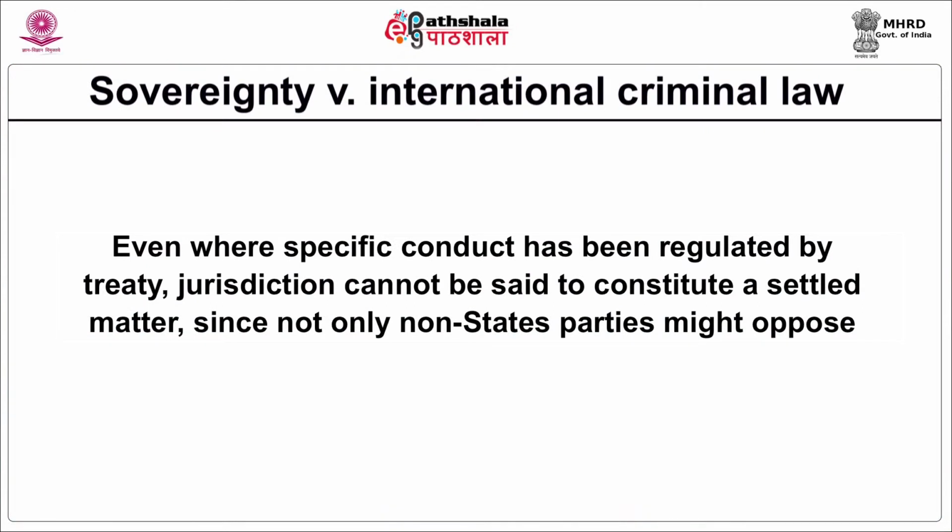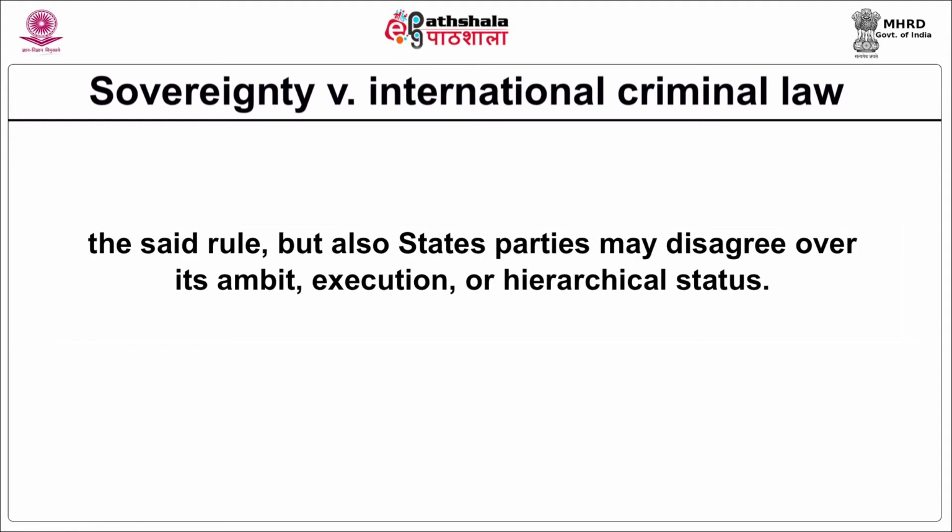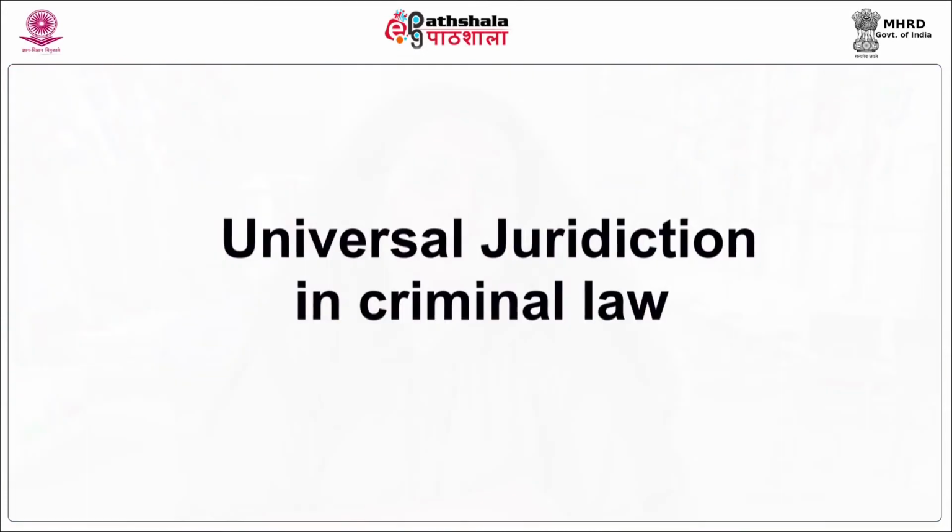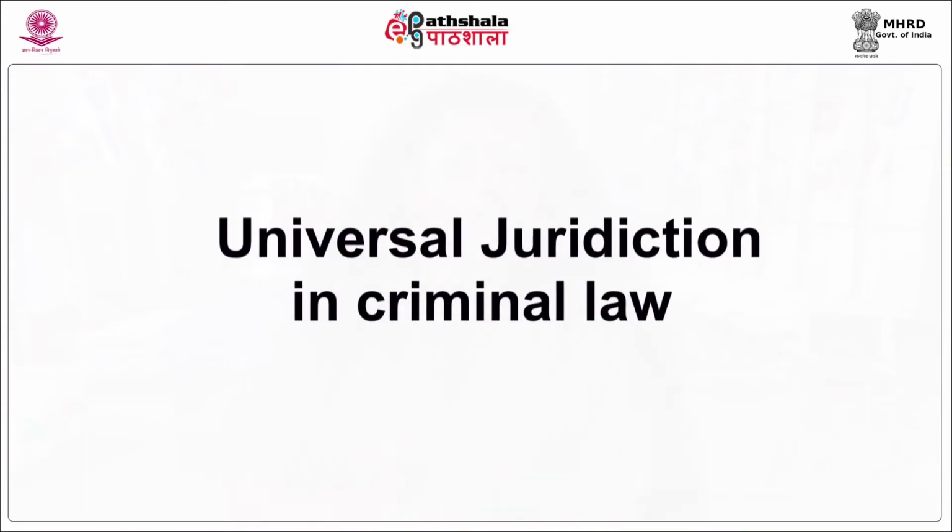Even where specific conduct has not been regulated by treaty, jurisdiction cannot be said to constitute a settled matter, since not only non-state parties might oppose the said rule, but also states parties may disagree over its ambit, execution, or hierarchical status. This leads us to the next part of the development of jurisdiction, which is the creation of universal jurisdiction. Under universal jurisdiction in international criminal law, any state may assert its authority over offenses subject to universal jurisdiction.